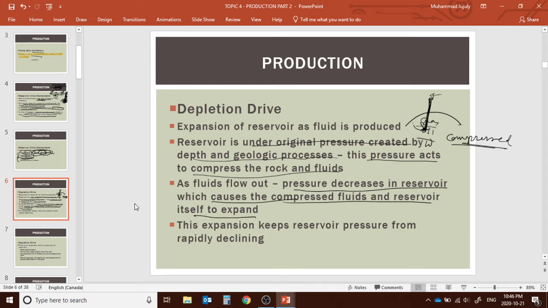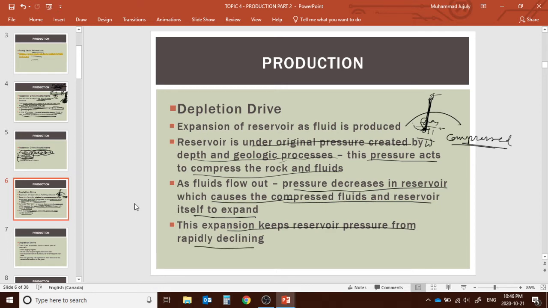So for instance, it's compressed a lot and all of a sudden you are taking out the oil. Then what happens? It is getting more space, and the oil and the gas are expanding even more. So this expansion keeps reservoir pressure from rapidly declining.